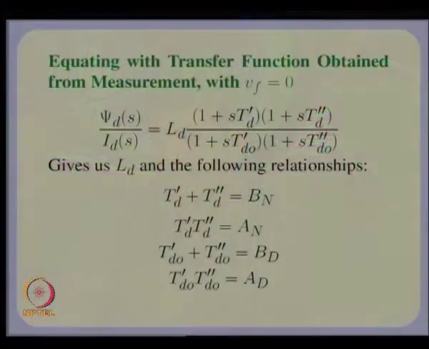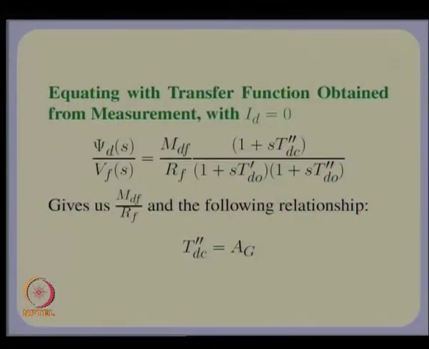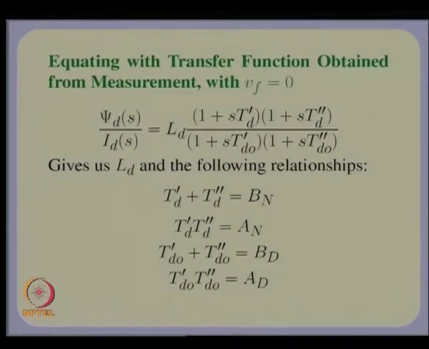But you will notice that there is already a roadblock. If you just use this one measurement, then we have a problem. Why? Because the number of basic parameters is more than the parameters obtained from measurements. What we obtain from measurement are simply Ld, Td', Td'', Td0' and Td0'', which effectively give you the coefficients of the transfer function, from which we have to back calculate the basic parameters.